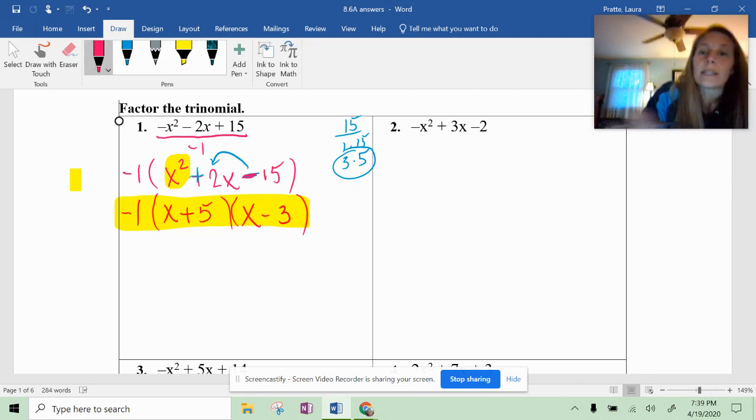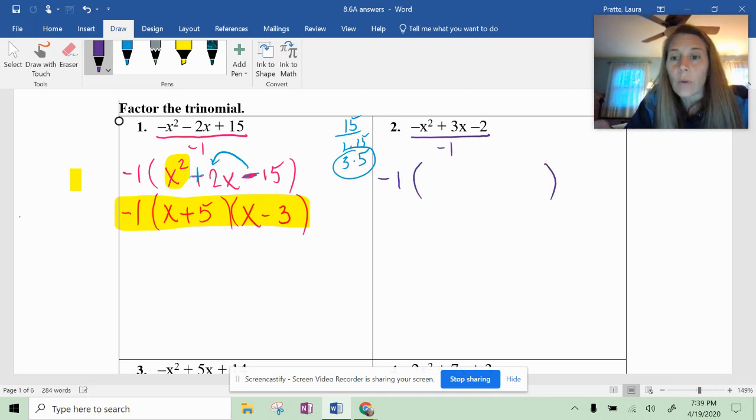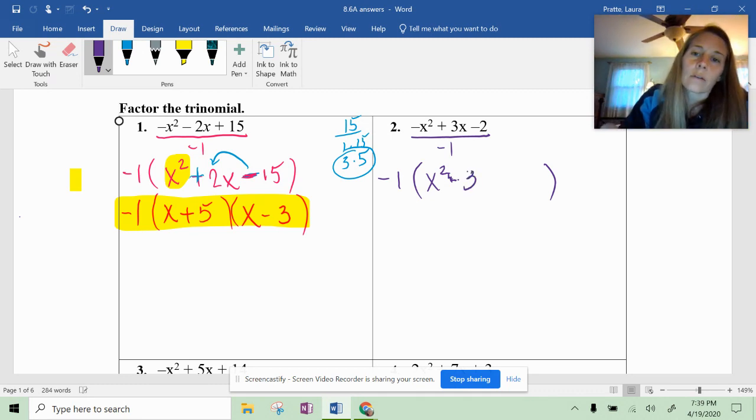Okay, so now we're going to take a look at number 2. So again, number 2, you also have that negative in front. So we want to get rid of any negatives on the lead term. So we're going to divide everything by -1, which is going to just change the sign of everything in that trinomial. So your x squared will become positive. The 3x will become a -3x. Sorry, my pen's being a little glitchy. And the -2 divided by -1 will become a positive 2.